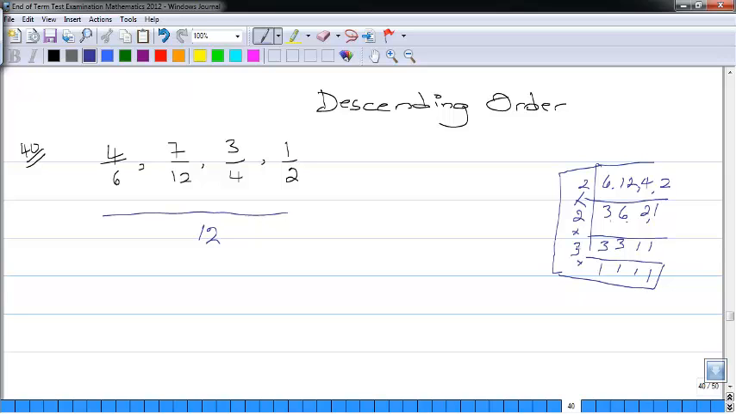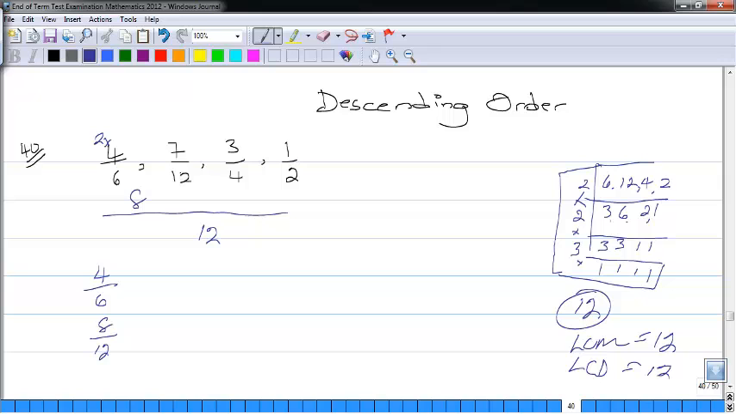This is 1, so this would be 1 times 3, 3, 3 times 2, 6, and 6 times 2 would give us 12. So our LCM would be equal to 12. Or LCD is the same thing, so it's 12. So 6 into 12 would go 2 times, so this would be 2 times 4, 8. So 4/6 would be equivalent to 8 over 12. Now 12 into 12 one time, and 1 times 7 would give me 7 over 12.